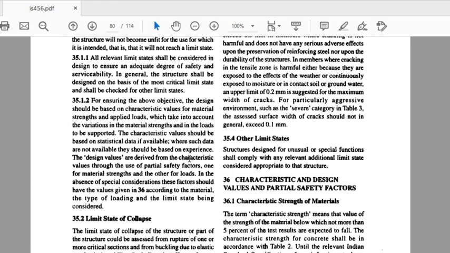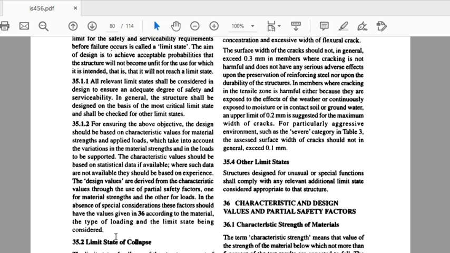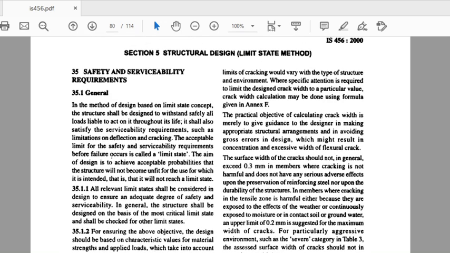Now here look, the limit state is of two types. One is the limit state due to collapse, and the next one is limit state due to serviceability. The limit state of serviceability is again due to deflection, cracking. Then here we are having other things also, deflection, cracking, etc.